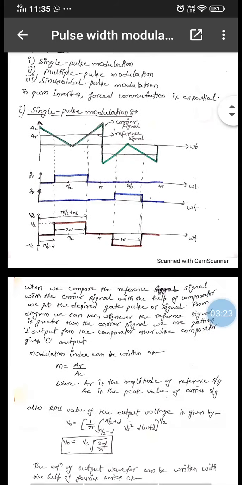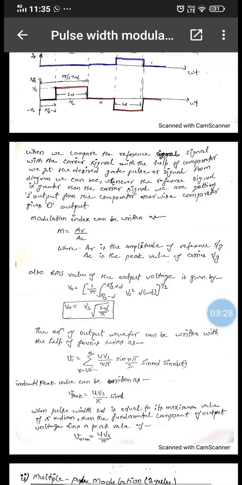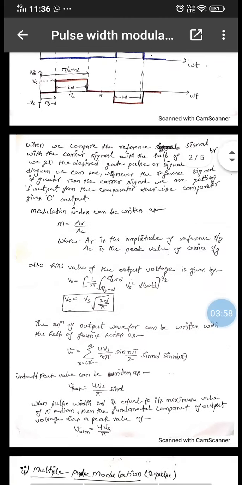So if we have to find out the RMS value of this output, how are we going to calculate it? RMS value is root mean square value. So we need to square the output signal, then take the mean, and then take the square root. When we do this, we will get the output V0 equals Vs under root 2D by pi.